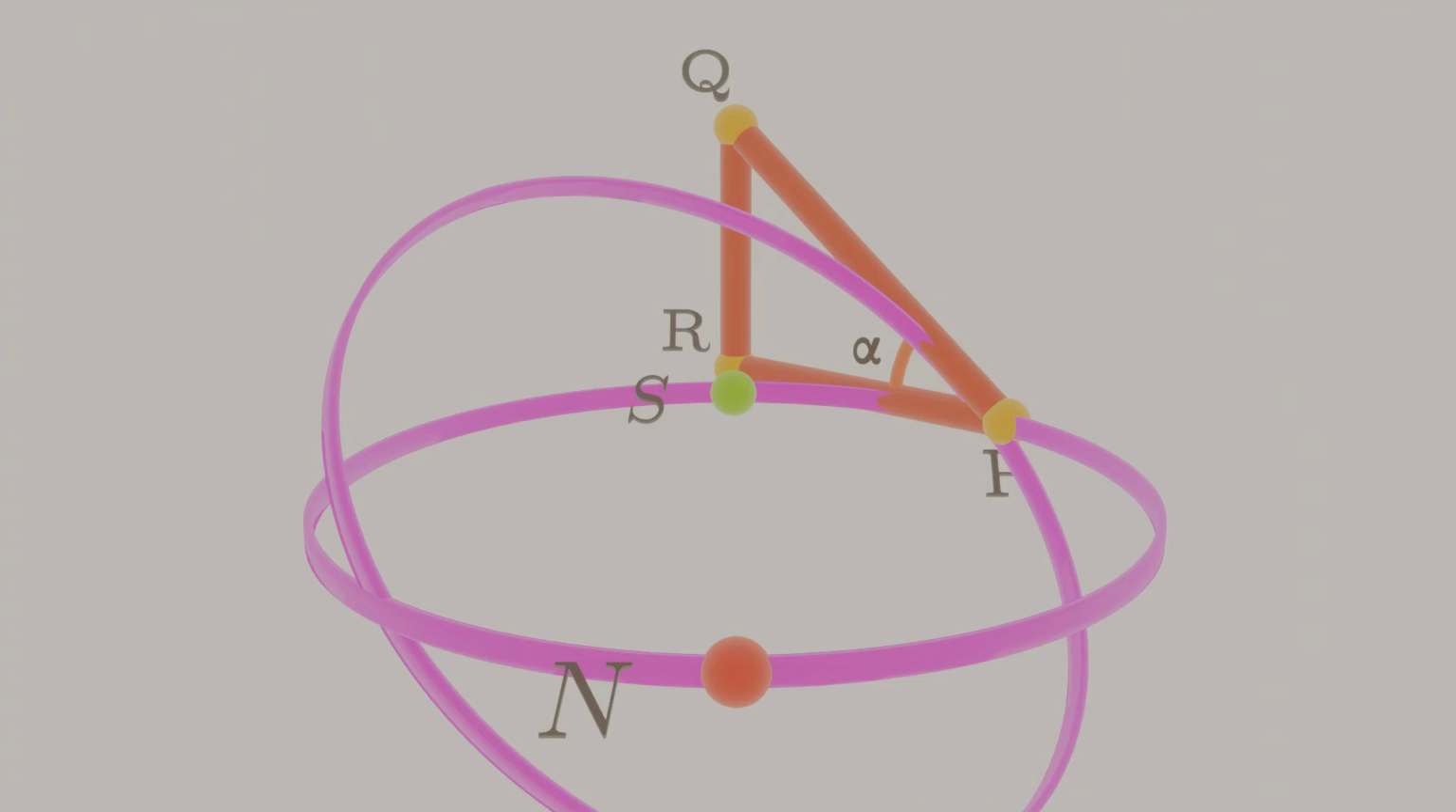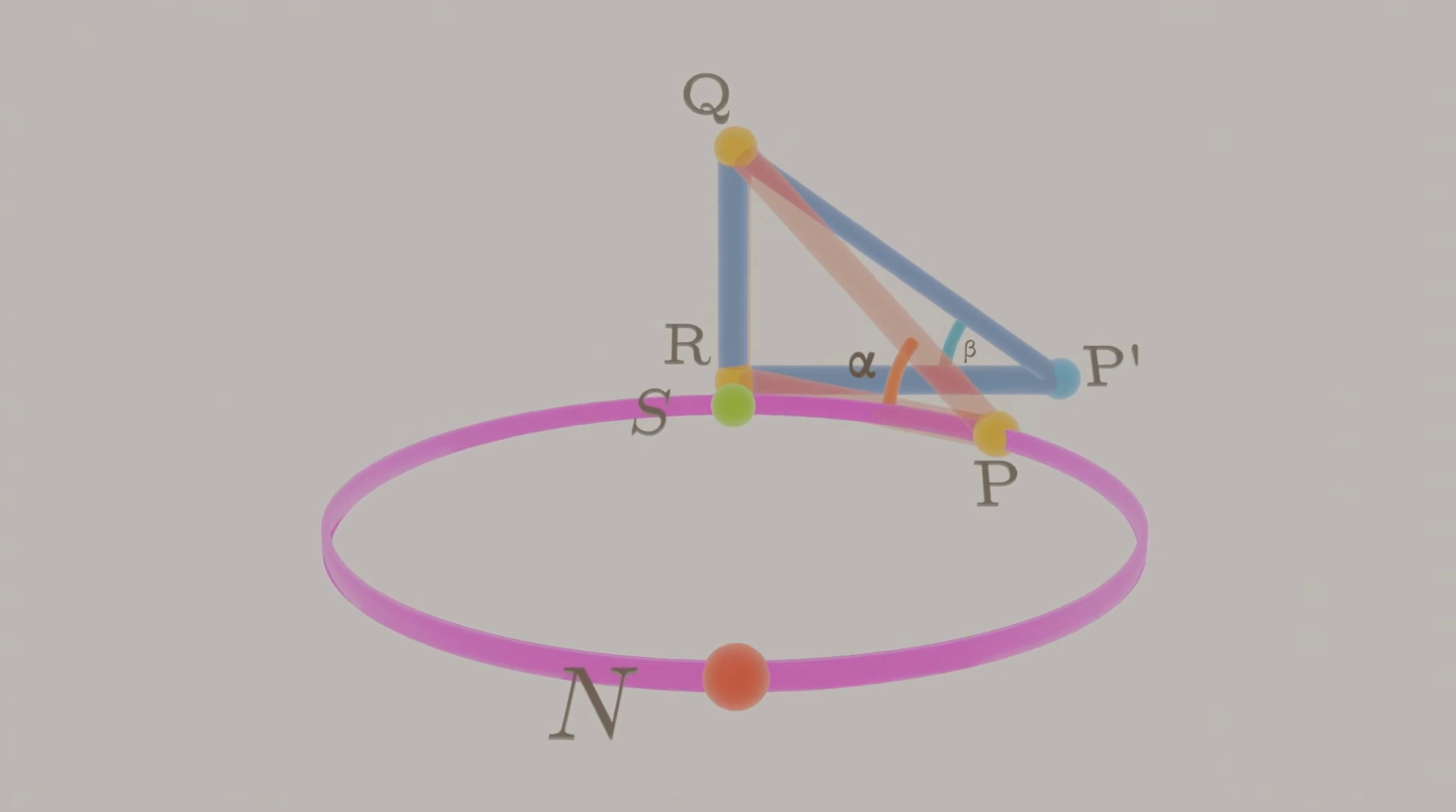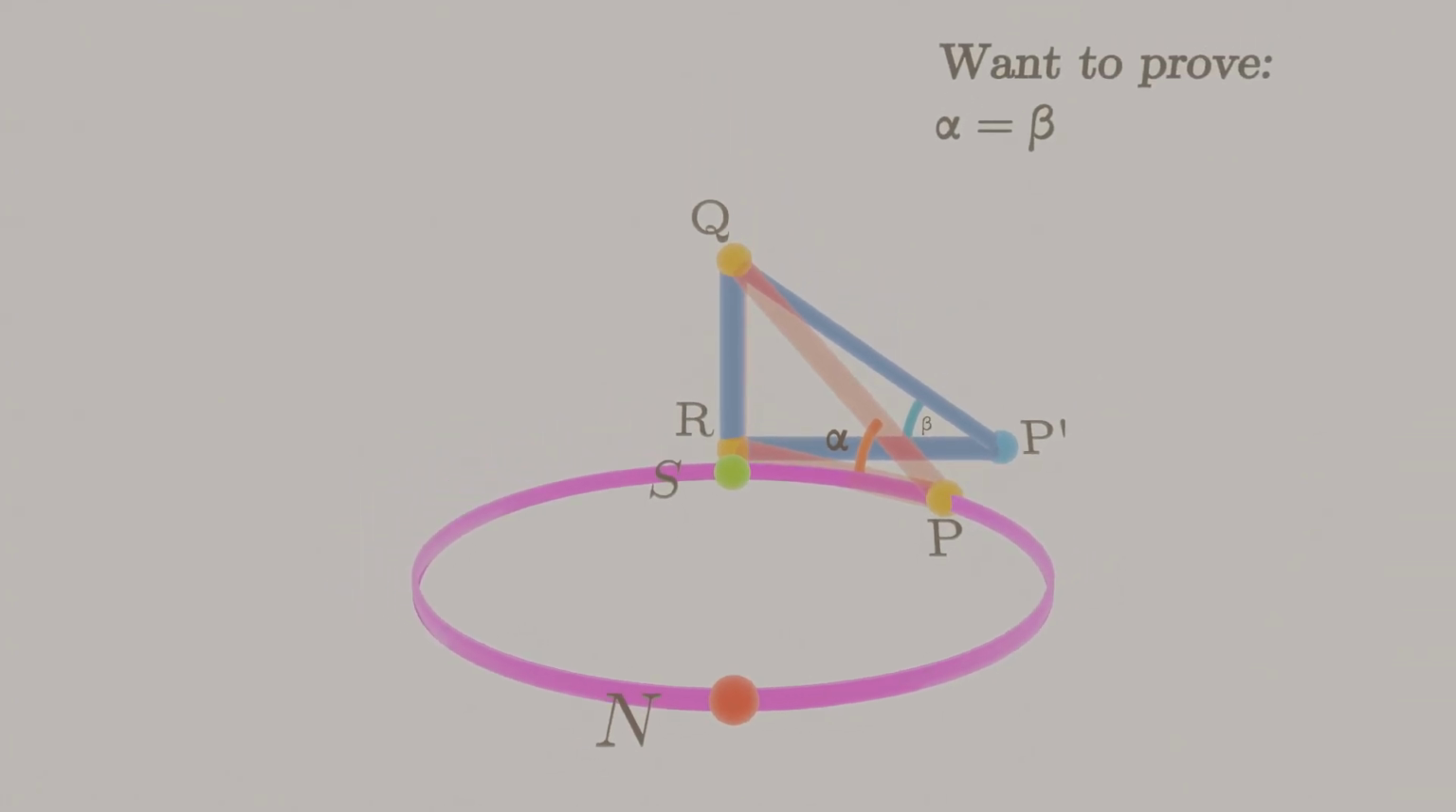Now let's imagine stereographically projecting triangle PQR to a plane on the South Pole. Let's call this triangle P'QR. Angle alpha would be projected as angle beta. With these triangles, we want to prove that angle alpha is equal to angle beta. If we prove that, then we can prove that angles are preserved between the sphere and the projection. Quick disclaimer, this proof is a little tricky, so feel free to check out the source below. I'll only cover the outline of the proof in the video.